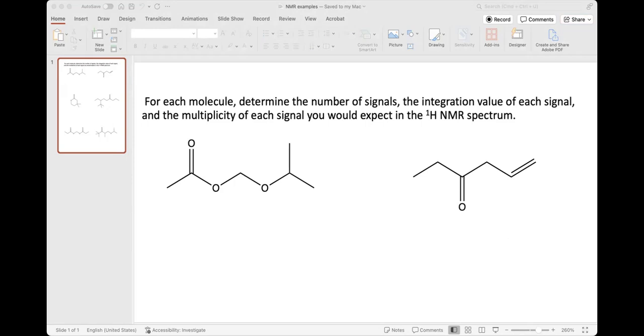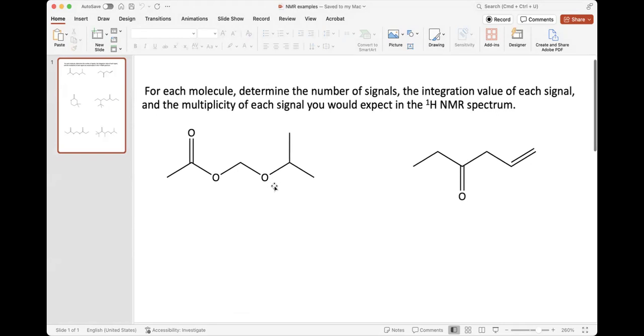Just to let you know, I can't see my PowerPoint and the Zoom at the same time. So I'm getting ready to look at the PowerPoint, so I'm not going to see the chat. So we want to make a prediction on the number of signals, the integration, and the multiplicity for each of these molecules. And I left out the chemical shift. That's a little bit harder to predict. Although on some of these, I may ask an additional question about which signal would have the greatest chemical shift. So let's focus on the one on the top left for right now.